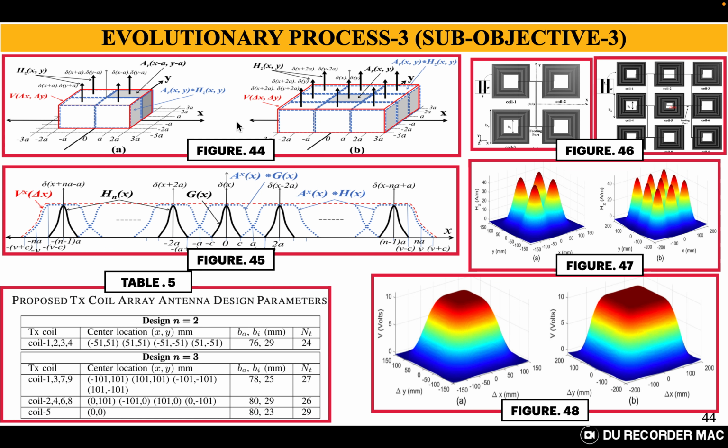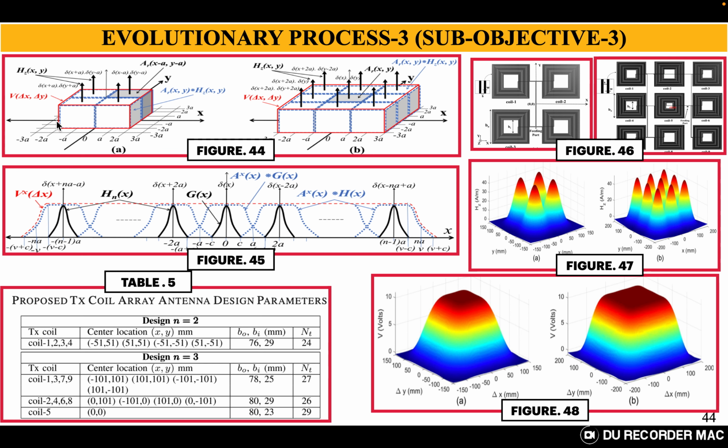Now you can also see in figure 44 the 2D diagram. Whatever I have shown in the previous diagram is a single one-dimensional diagram. So now you can see it in 2D also. Now in 2D it is much clearer. The induced voltage should be in this format, the rectangular cuboid shape you can see, right?